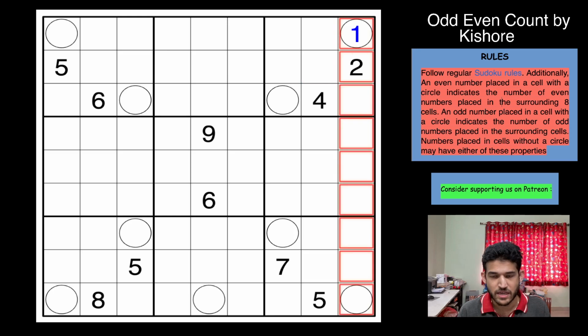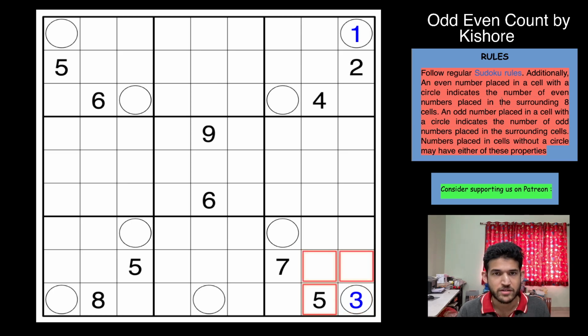So if you look at this cell now, this is supposed to be a 3. You can't have 1 or a 2. So which means these 3 cells have to be odd. Let's mark them as odd. This is odd, this is odd, this is odd, this is odd, this is odd, and this is also odd, right?